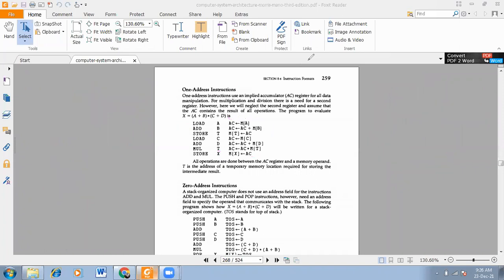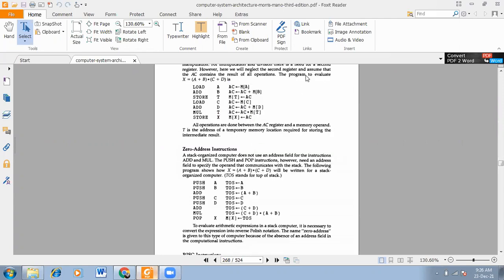Now we'll very quickly move to the zero address instructions. So this is zero address instruction. As you know, push A, push B. So these are zero address instructions. Add. So these are the zero address instructions. If you have any doubt regarding 3, 2, 1 and 0 address instructions, any problem, then ask.